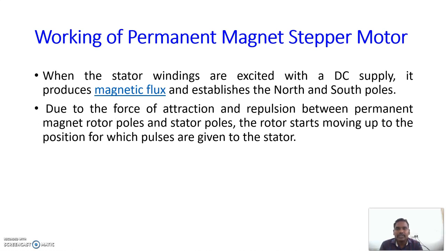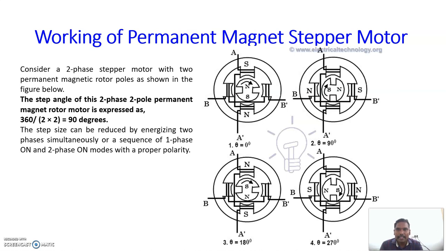The working is that the stator windings are excited by a DC supply. It produces magnetic flux and establishes the north and south poles. Due to the force of attraction and repulsion between the permanent magnet rotor poles and the stator poles, the rotor starts moving into the position for which the pulses are given to the stator. So this is the working of the permanent magnet stepper motor.